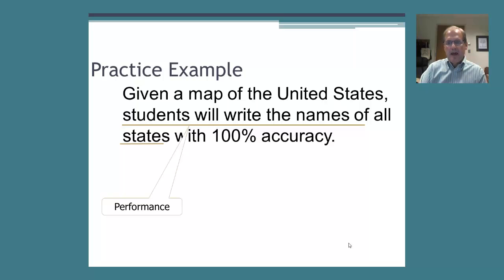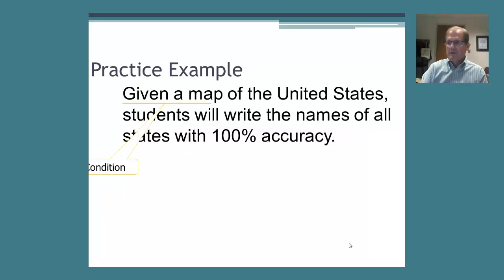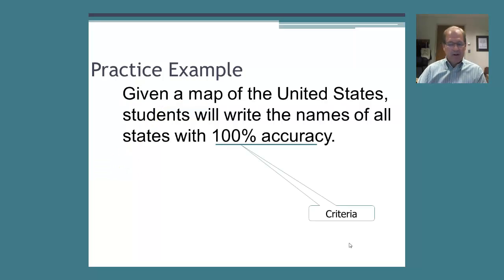All right? And then also you need to look and see what are the conditions with which the students will perform. Well, in this case, the condition talks about they will have as access some type of map. All right? And then likewise, the overall criteria deals with being set at a certain level. In this case it is 100%.